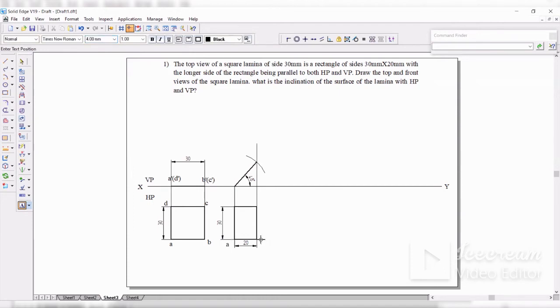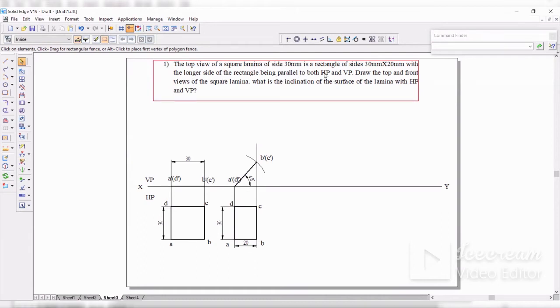This is A, this is B, this is D, this is C. This is A dash D dash, and this is B dash C dash. So this is over. Next.